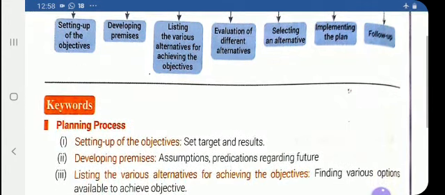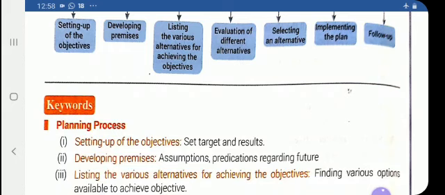First is setting up of objective. That means set the targets and result. Let me explain in detail. As an organization is set up to realize certain objectives, the first step in the planning process involves laying down clear, specific and measurable objectives for the organization. Measurable here refers to that it should be measured in numbers.